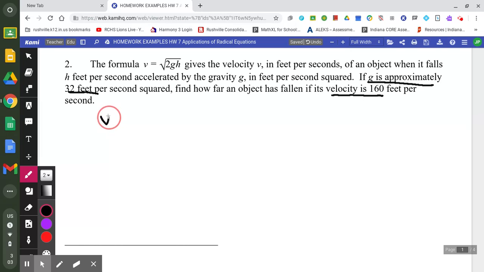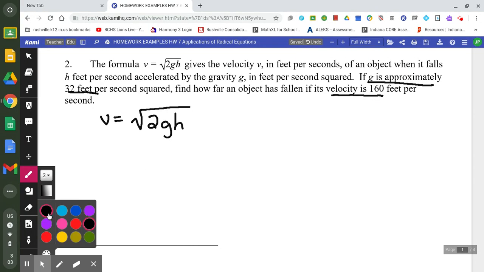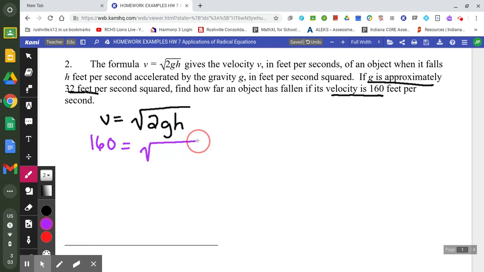So again, I write my formula, V equals square root of 2gh, and then I'm going to start substituting things in. They did give me a value for V. They told me the velocity is 160. So I'm going to substitute in 160, square root 2, and then gravity, if g is approximately 32 feet, so they did give me a value of g. And what they want to know is the height. Then I'm going to simplify underneath the radical. So the 2 times 32 is 64.